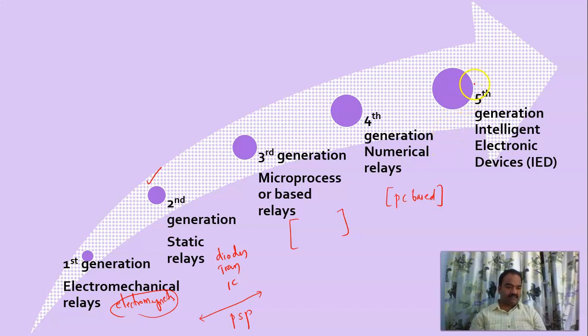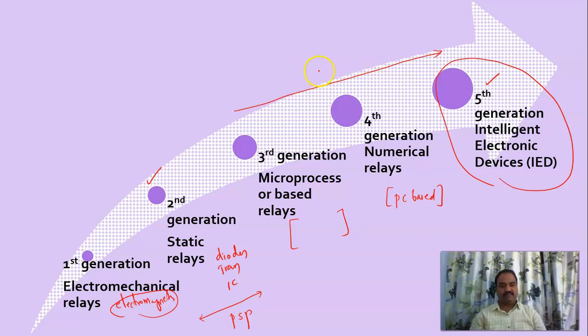And nowadays, in the recent past, you might be seeing IEDs, intelligent electronic devices. This is the latest evolution in the relaying techniques. Maybe in the near future, you will have IEDs completely replacing all these conventional relays. So, as far as our course is concerned, anything which uses these processes, we will consider as digital relays because they do employ digital techniques.